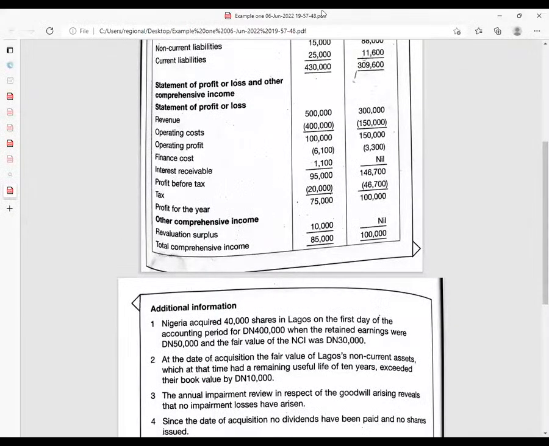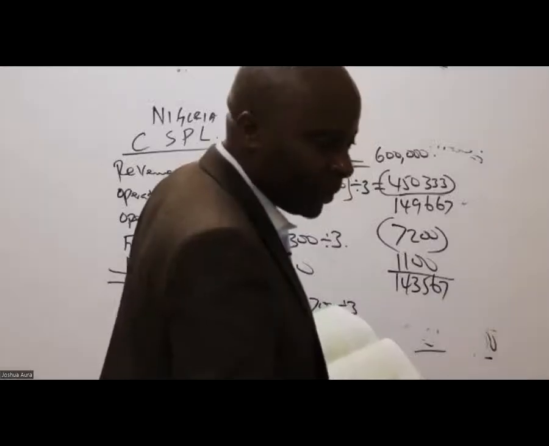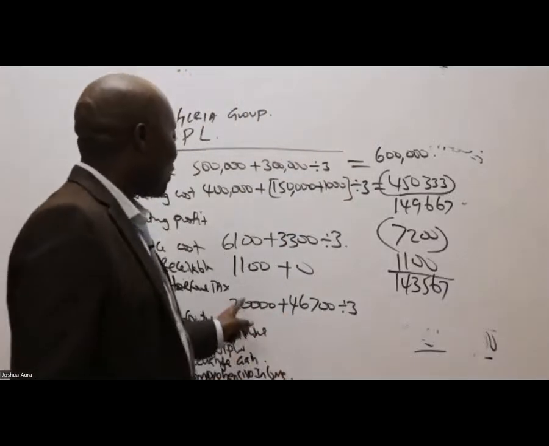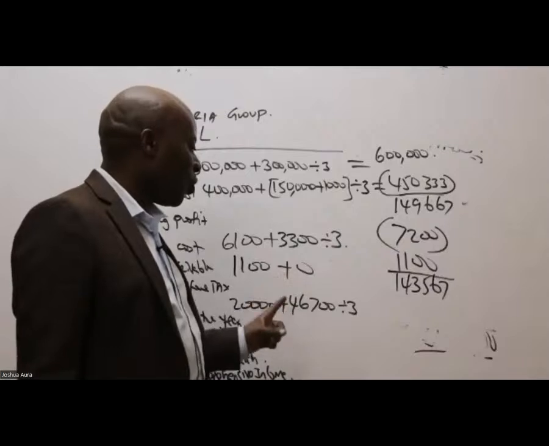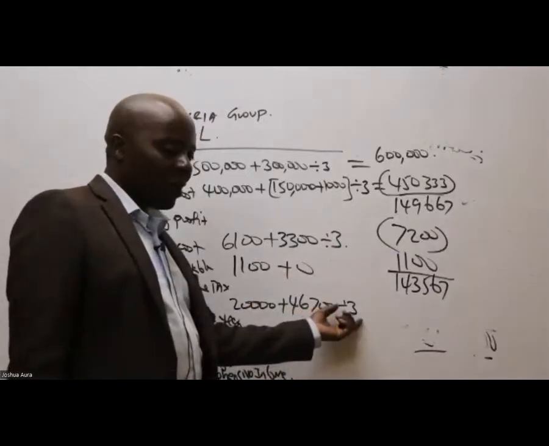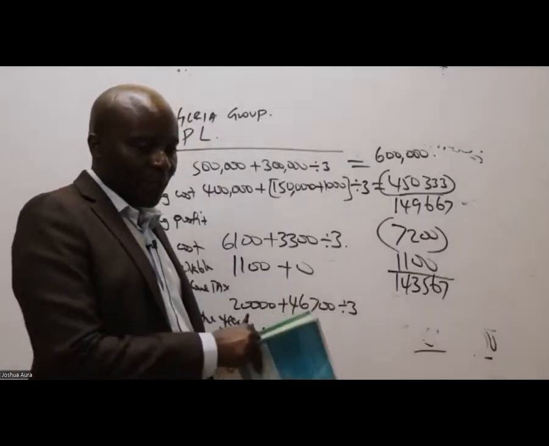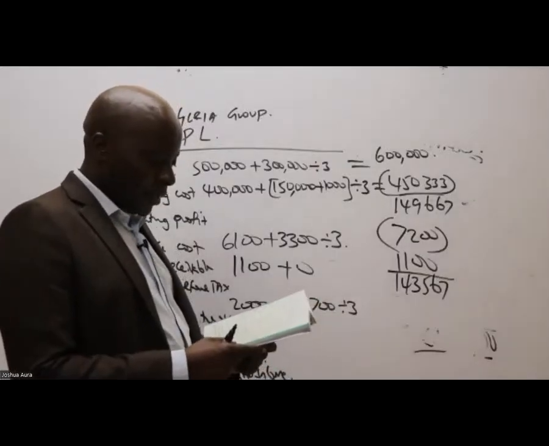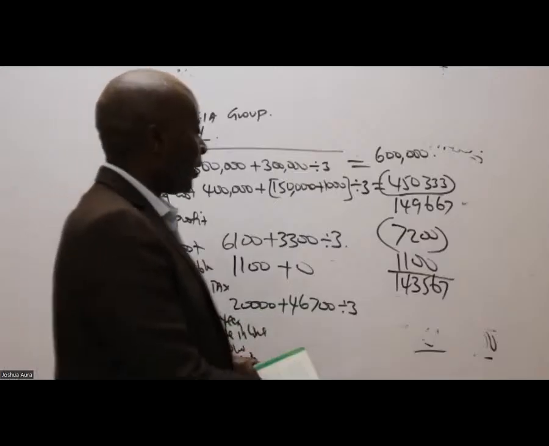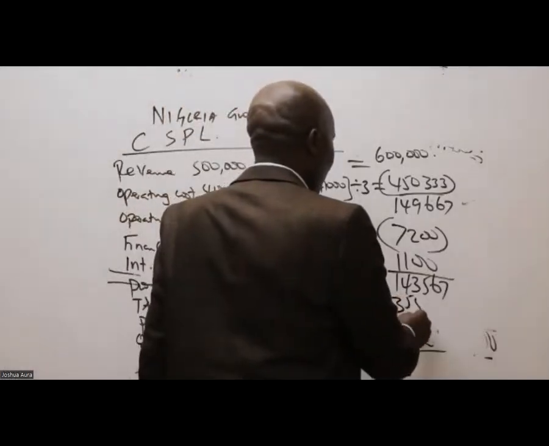46,700 divided by 3. And then please remember body mass. Don't say 20,000 plus 46,700 equals. No, it is only this number which is being divided by 3 plus 20,000. So what figure are we getting here, somebody? 35,567.